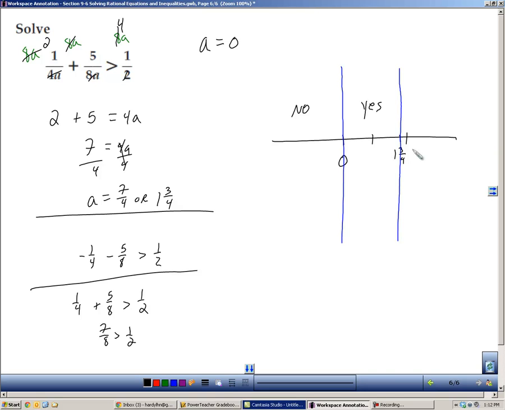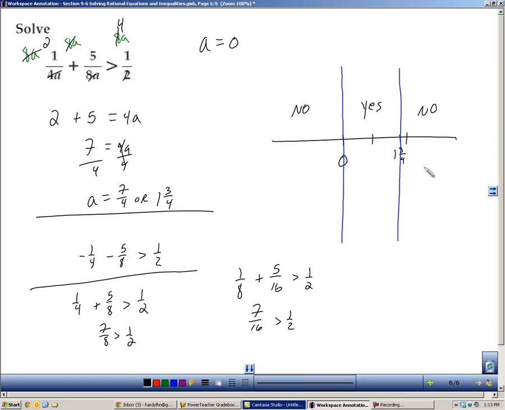And then we'll try a value that's bigger than 1 3/4. Let's go with 2. So 1/8 plus 5/16, is that greater than a half? Well, this is really 2/16 plus 5/16, which is 7/16. Well, 7/14 is a half. 7/16 is slightly smaller than that, so that's a no region.